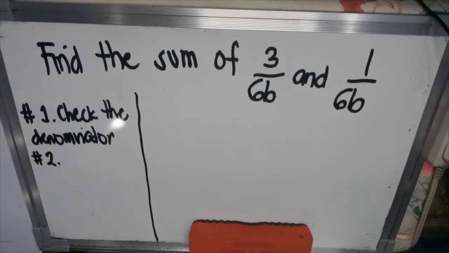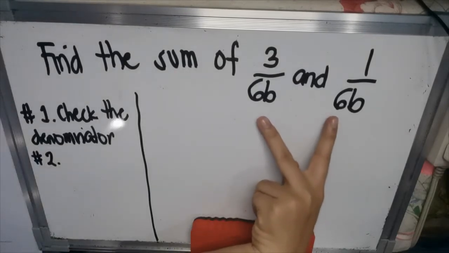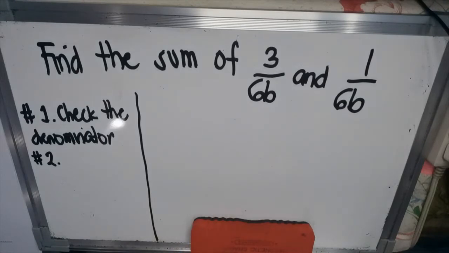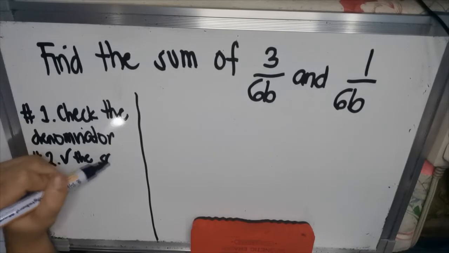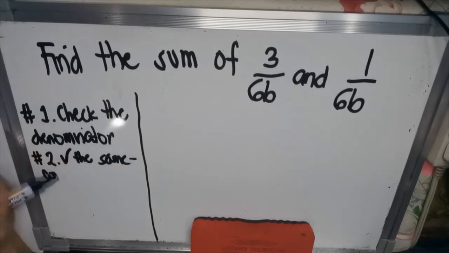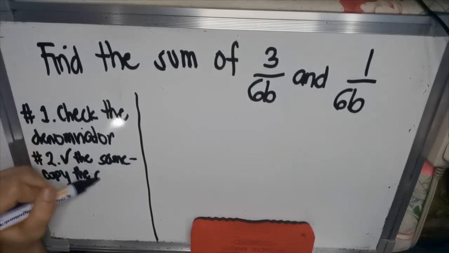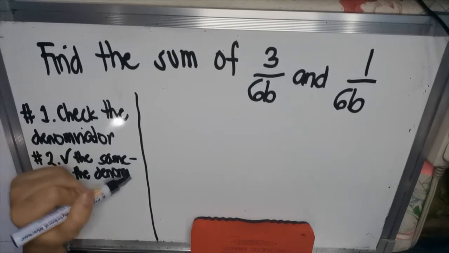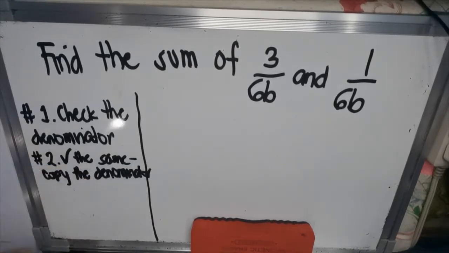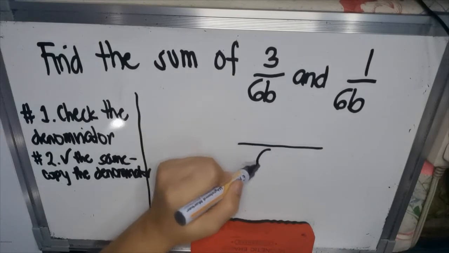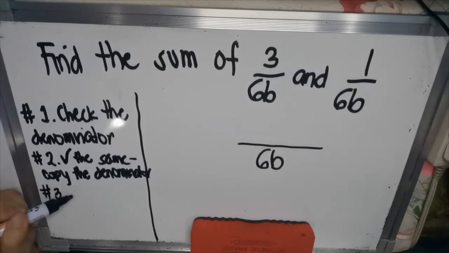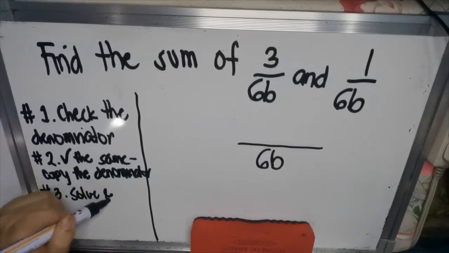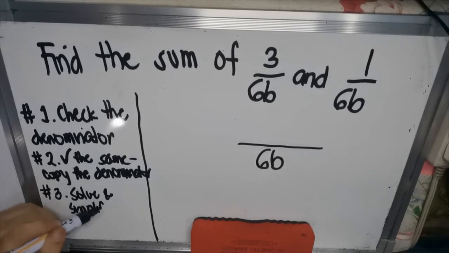step number 2. Okay? Since parehas tayo ng denominator dito, step number 2, if the same, copy the denominator. Okay? So, denominator natin dito will be 6b. Okay? And then, we can now solve for step 3. Solve and simplify. Okay?